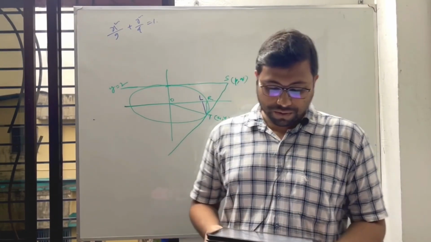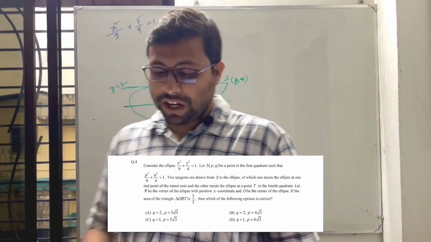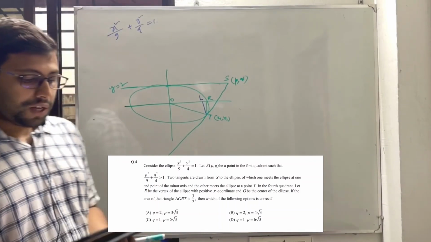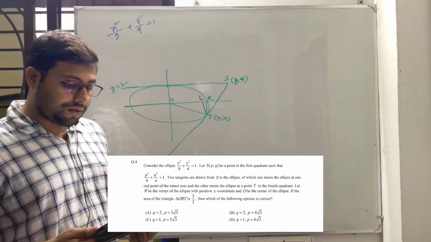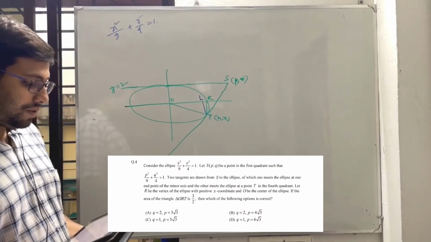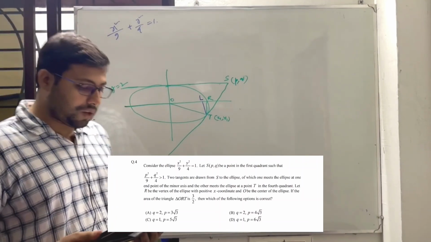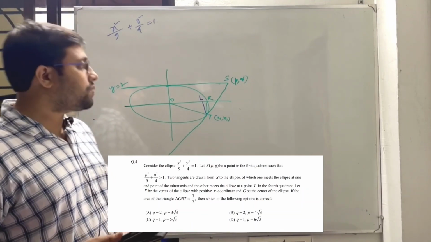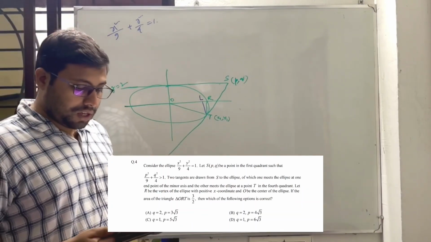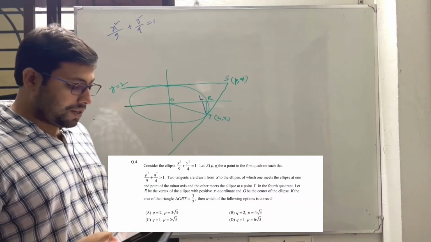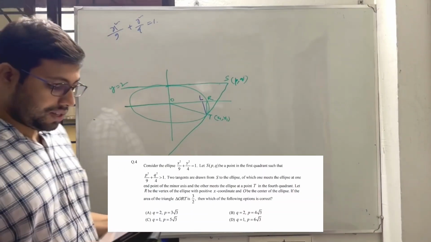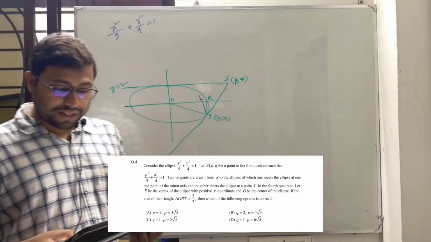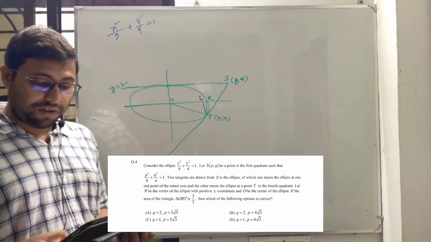Problem number 4. This is a problem of ellipse. Given an ellipse x square by 9 plus y square by 4, and P, Q is a point in the first quadrant satisfying p square by 9 plus q square by 4 greater than 1, and two tangents are drawn from this point P, Q. One tangent meets the ellipse at one end point of the minor axis, and another touches the ellipse at the point T in the fourth quadrant.